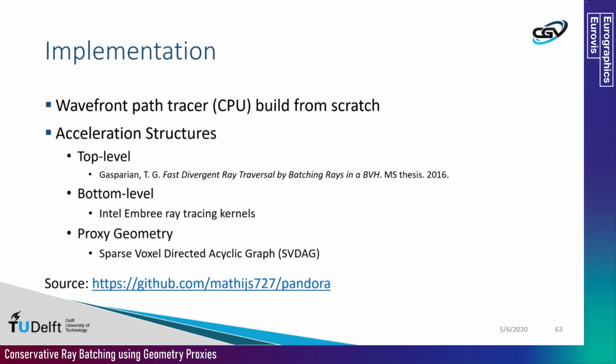To test whether adding proxy geometry actually improves ray batching, we implemented a wavefront path tracer from scratch. For the top-level acceleration structure, we use a special kind of BVH, which allows us to efficiently store the traversal stack. For the bottom-level hierarchy, we use the Embree ray tracing kernels, which also use bounding volume hierarchies. And as we just mentioned, the proxy geometry is stored as a sparse directed acyclic graph. The source code of this project is available on GitHub.